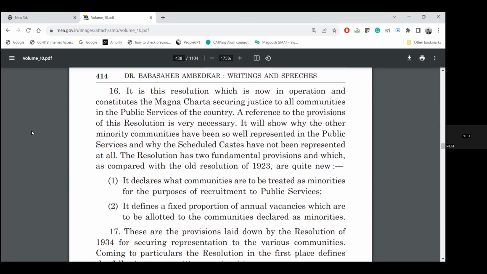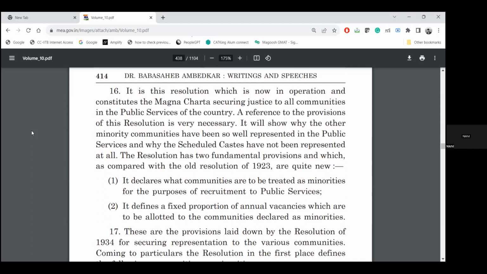It is this resolution which is now in operation and constitutes the Magna Carta securing justice to all communities in the public services of the country. A reference to the provisions of this resolution is very necessary. It will show why the other minority communities have been so well represented in the public services and why the scheduled castes have not been represented at all.